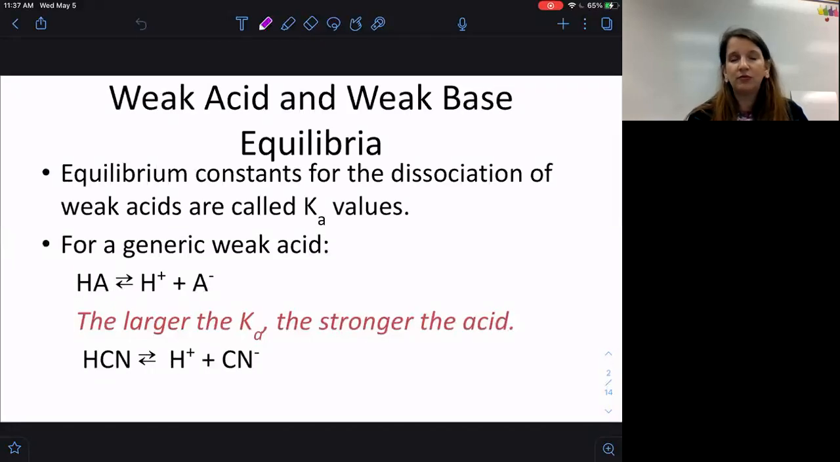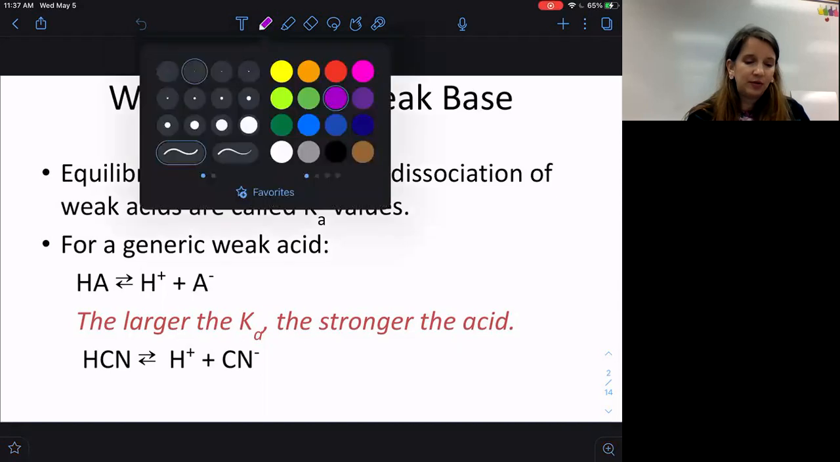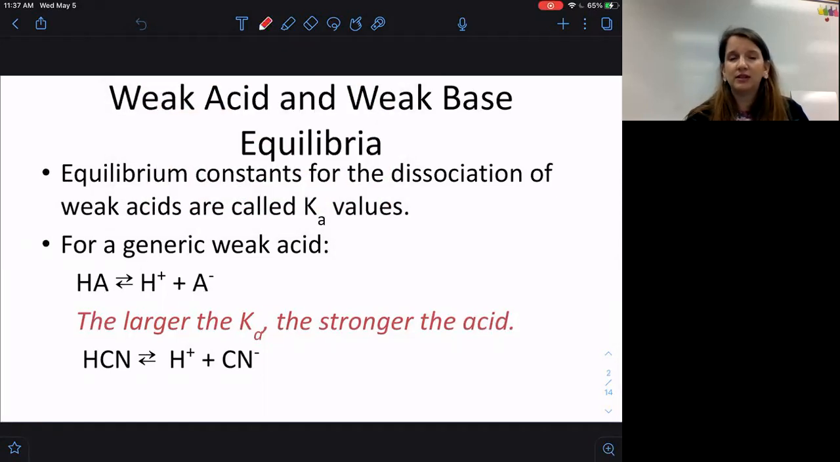So when we're going to write these expressions, we're going to use the same kind of idea as we did for the equilibrium unit. And it was, if you remember, products over reactants. Now, our Ka values here, because it's going to be products over reactants, we're going to have a concentration of hydrogen ions times the concentration of, this represents just a generic anion, because this is just a general acid formula here with an H in front. And we're going to put that over the concentration of our acid molecule.